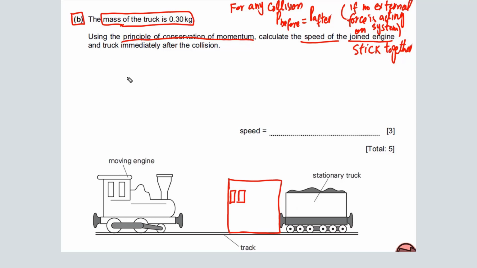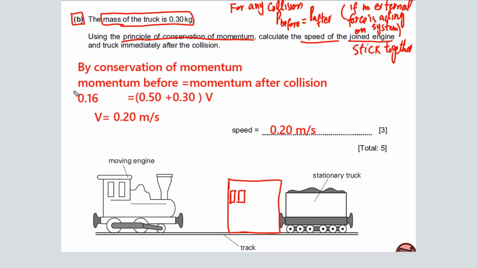So first thing we need to understand, momentum before has to be equal to momentum after. So if we have this understanding, we can find the answer. Momentum before, as this is what we have calculated in part A, and in part B, as truck and engine, they stick together, so we can add their masses, so they will have a same velocity.